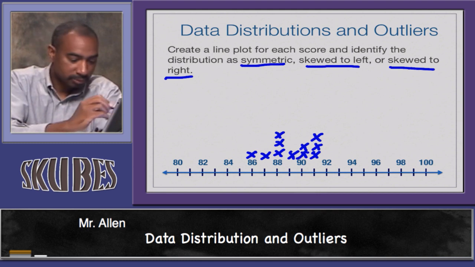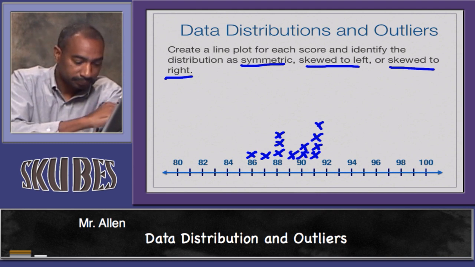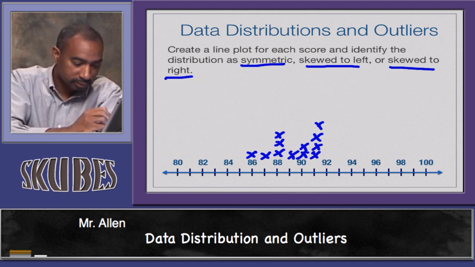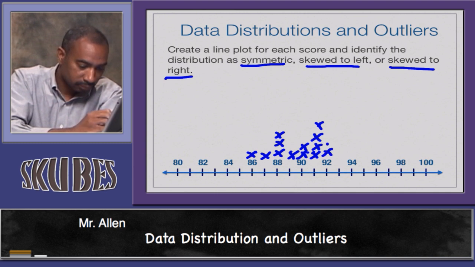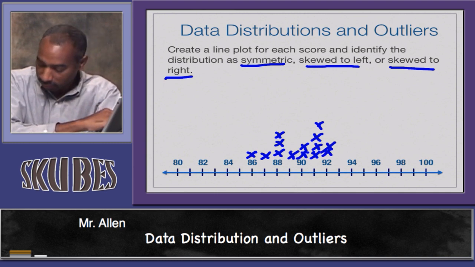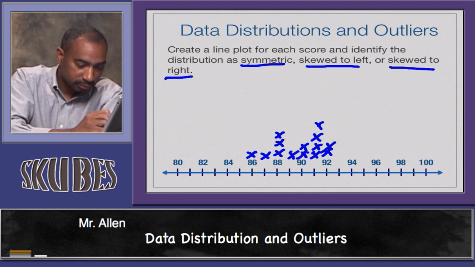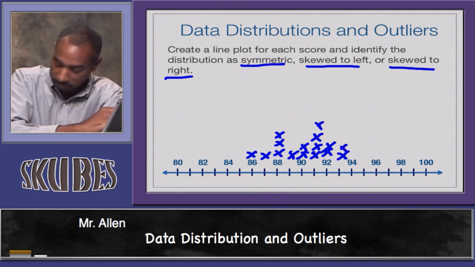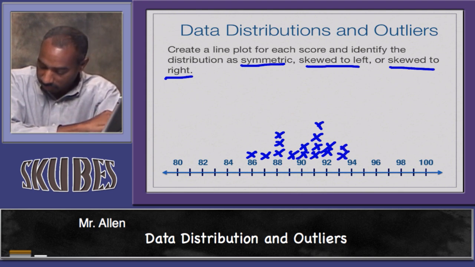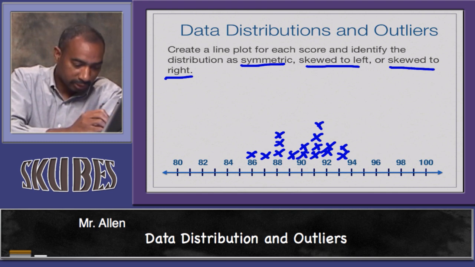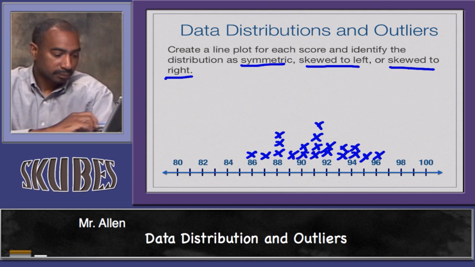4 times. 91 is 4 times. 92 is twice. And 93, you see it twice. And 94, you see that twice. 95, you see that once. And 96 is the highest number, you see that once.